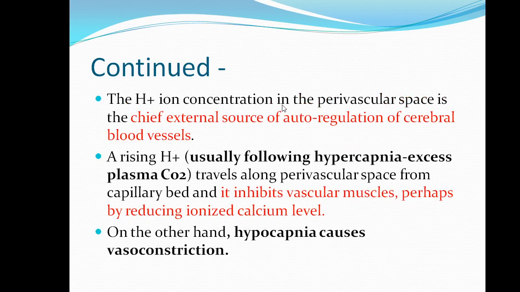The H ion concentration in the perivascular space is the chief external source of autoregulation of cerebral blood vessels. A rising H ion concentration, that is usually following hypercapnia, excess plasma CO2 level, travels along the perivascular space from the capillary bed and then it inhibits the vascular muscles, perhaps by reducing the ionized calcium level. On the other hand, hypocapnia causes vasoconstriction.